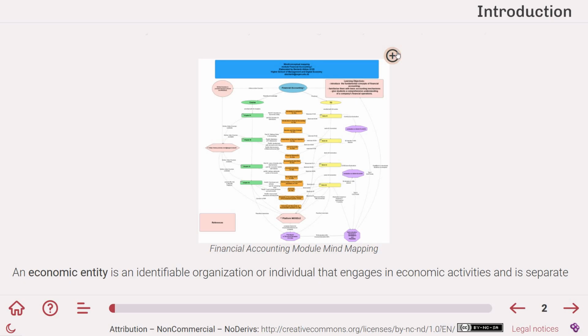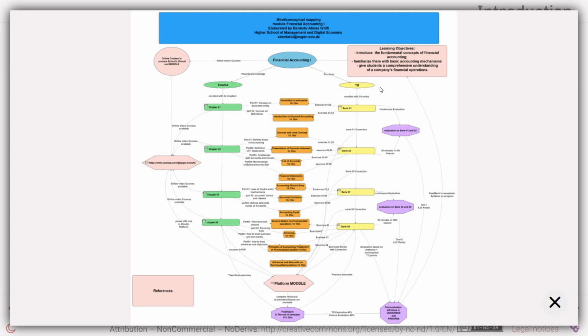So this figure depicts the whole module lessons, and here in the course we have only 4 chapters, and for the TD you have 4 series. And about the chapters, the subjects of the chapters, we have almost 13 subjects.